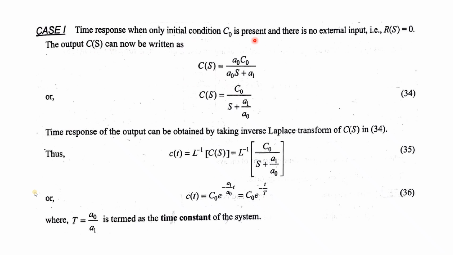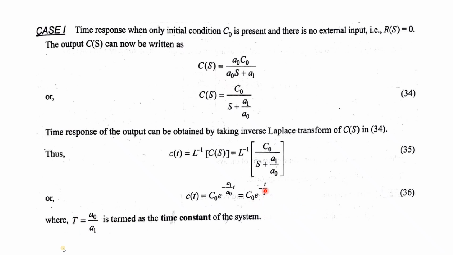Did you understand this part? Yes, sir. Okay. So in case 1, what was there? It was shown that only C0 is the input. So C(s) equals C0 by (s plus a1 by a0). Now you have to find the Laplace inverse of this C(s), so c(t) equals the Laplace inverse of that. After that we get c(t) equals C0 e to the power minus a1 by a0 t. Okay.